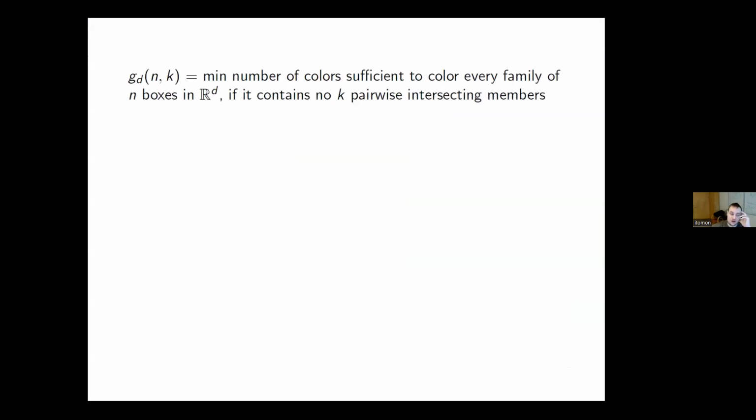So now we are going to consider the following function, g_d(n,k). This will be the minimum number of colors needed to color every family of n boxes in R^d with no k pairwise intersecting members.